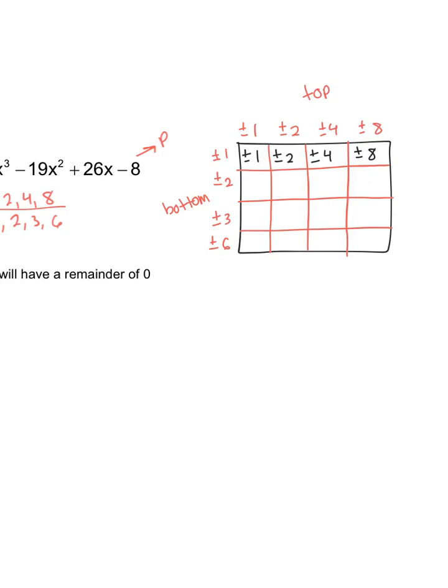And then I'm going to go down the first column and then the rows. So 1 divided by 2 is a half. 1 over 3 is 1/3. And then 1 over 6. Then if you do 2 divided by 2 or 4 over 2 or 8 over 2, you're going to end up getting numbers that we already have. So I'm going to skip down to combining the plus or minus 2 on the top with the plus or minus 3 on the bottom.